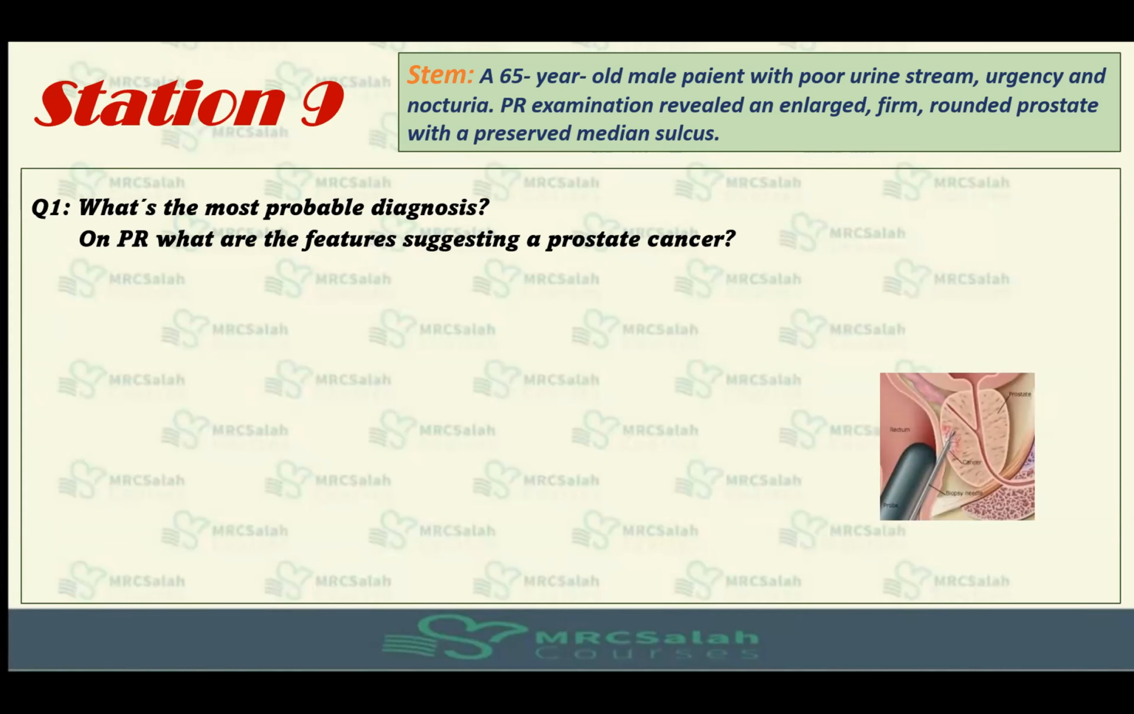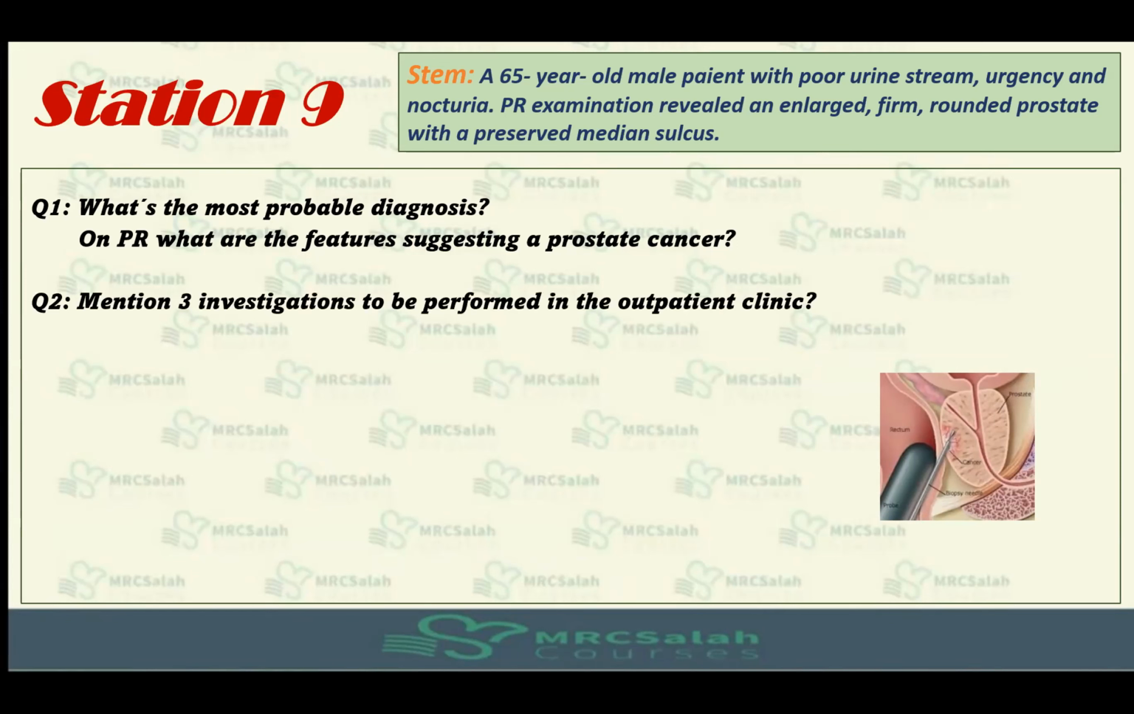Okay, so you did PR to this patient. So what are the features that may suggest a prostate cancer? It is the hard, nodular, fixation in the rectal wall. Also, there is an obliterated median sulcus. Yes, great. And the reverse means that it's benign. It's rounded, it's regular, with preserved median sulcus and not fixed, it's mobile.